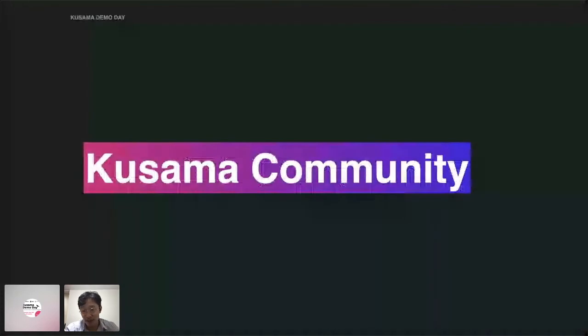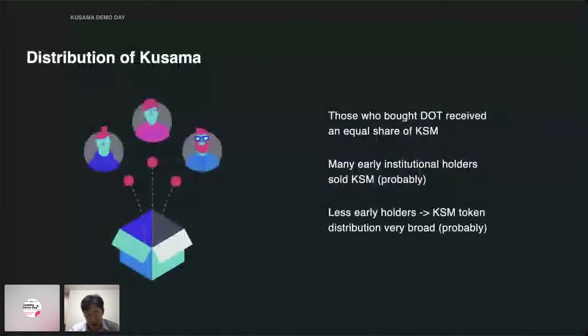So next I would like to talk a little bit about the Kusama community and how it came up. So backtrack a little bit to the first few days of Kusama. Initially, Kusama KSM tokens were distributed to users who bought DOT in a 1-to-1 ratio before DOT was redenominated 1-to-100. So back then there were about 10 million DOTs, and now there's 1 billion or so DOTs before any sort of inflation occurred.